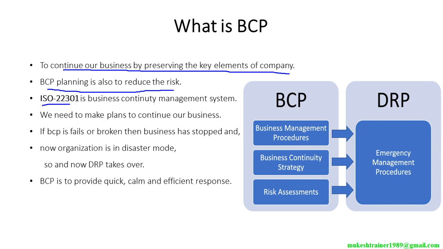ISO 22301 is the business continuity management system. What does it do? First of all, we need to make a plan to continue our business.